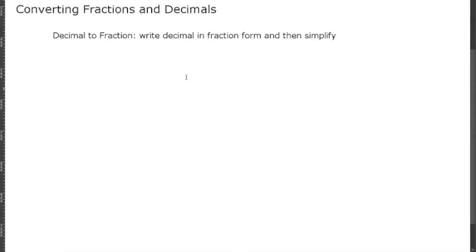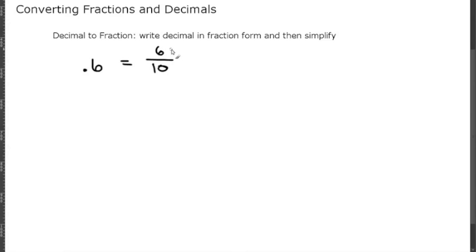Now let's look at converting a decimal to a fraction. You simply write the decimal in fraction form and then simplify it. So let's say we're given the decimal 0.6, or 6/10. So we write it as 6 over 10. This right here is perfectly fine. We converted this decimal into a fraction. But an important thing to do is simplify. So we're going to simplify this.